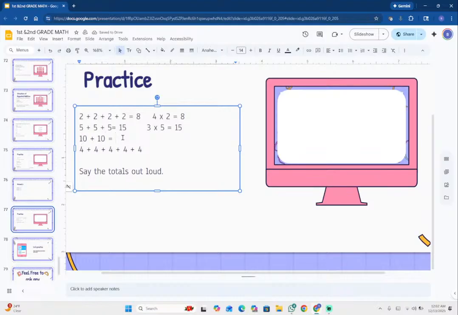10 plus 10, there's 2 sets of 10. 10 plus 10 is 20. So there's 2 sets of 10.